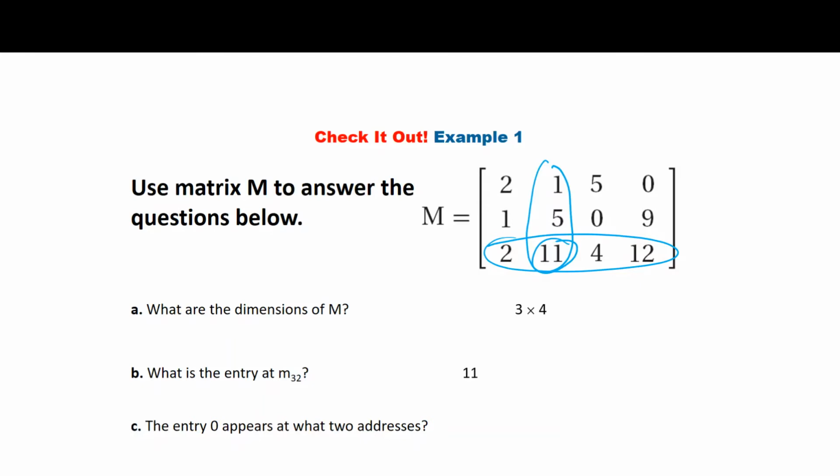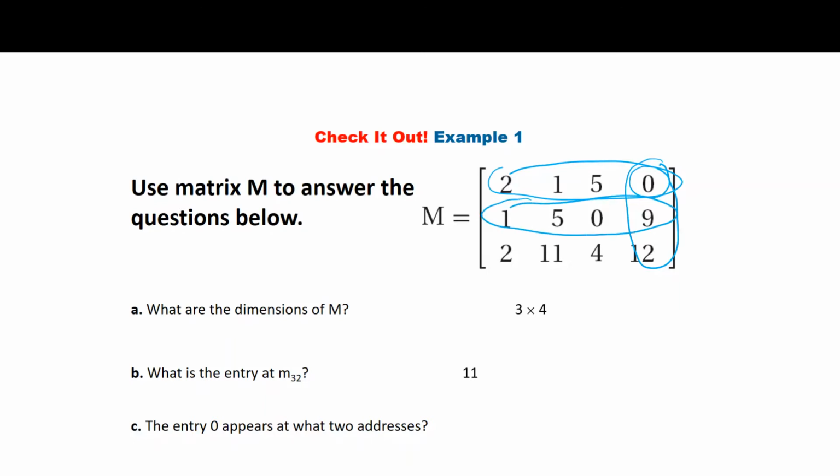Hopefully you got that. It says the entry 0 appears at 2 addresses. What are the 2 addresses? So take a look at that. All right, we can see that the first 0 is here, and that is row 1, column 4. And the second 0 is going to be in row 2, column 3. So they're labeled M14 and M23. Hopefully you could understand that.